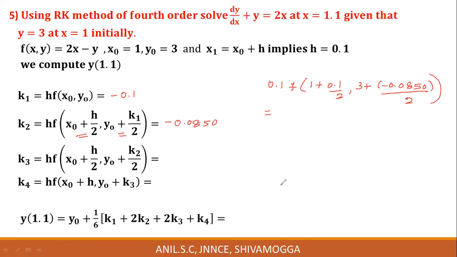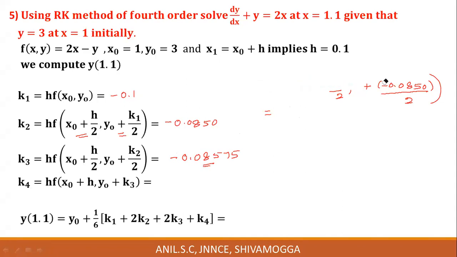Minus 0.08575. Right, that's correct. Minus 0.08575. Or you can write it as minus 0.0858. In either way, you can write that.